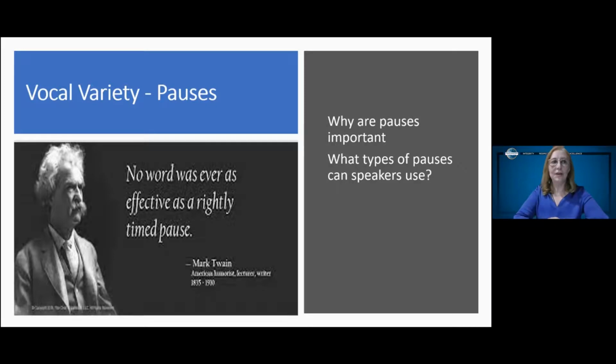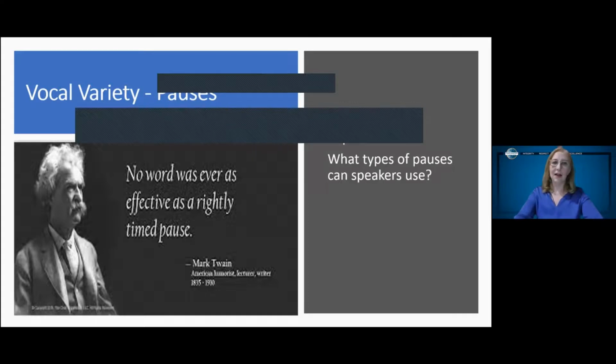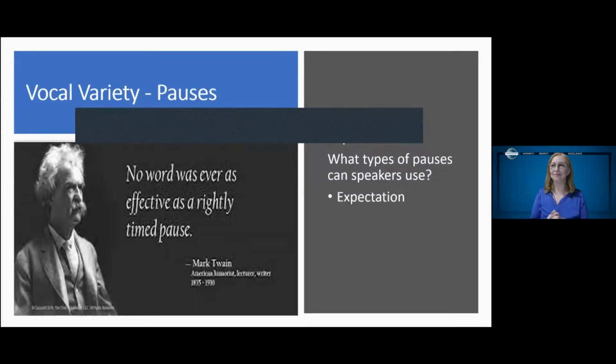One thing I've noticed about evaluators is they'll always say this: you should have more pauses. And it's probably true. It's not very helpful, however, to just tell a speaker to add more pauses. So what I like to do is recommend the types of pauses that the speaker could use. For example, one type of pause is an expectation pause.